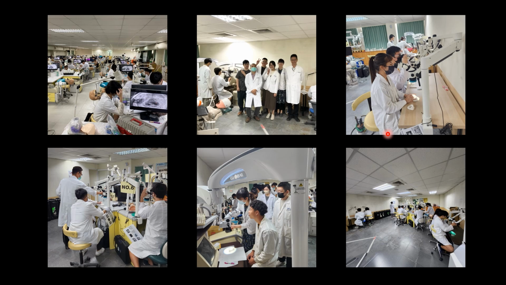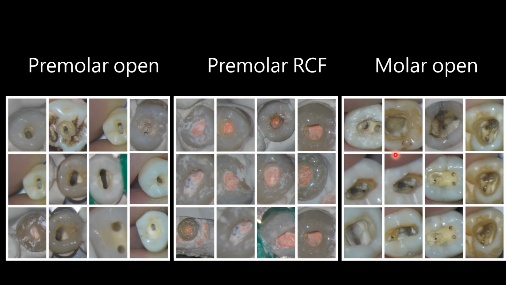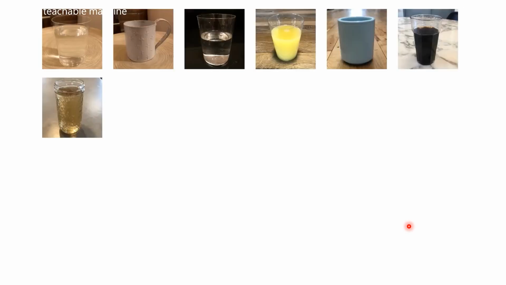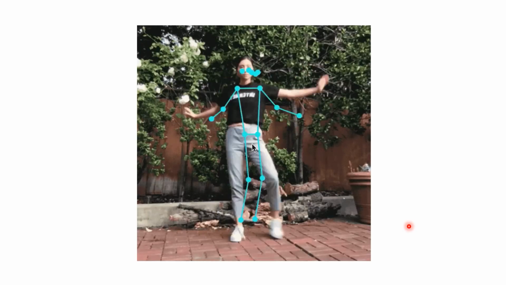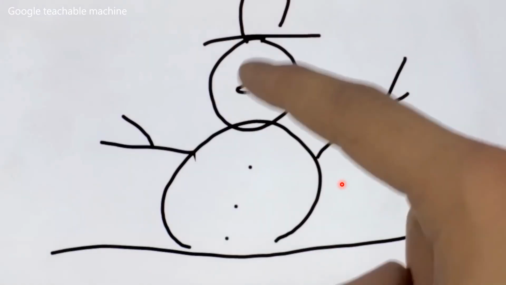And we also have our endodontic laboratory in our school, for the fourth grade students. This year is the first year we try to have our students use the microscope in the endodontic laboratory. So of course we have them take a lot of pictures with the microscope. Because we just rented the microscope, we didn't buy it, we don't have a lot of time, so we only have the premolar opening image, the premolar root canal filling image, and the molar opening image. So I collected these images and put them into what is named Teachable Machine.